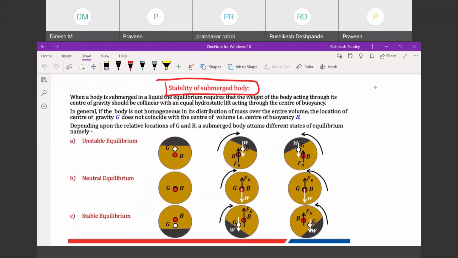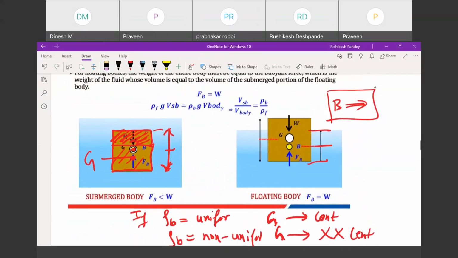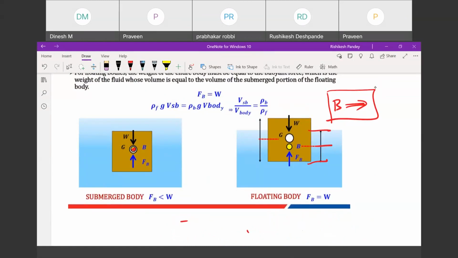Now stability. First we'll see the stability criteria. This is very important. Generally in the GATE exam also, in 1 mark questions, if you notice question papers from 2008 to 2015, this is one of the favorite questions of GATE. Every alternate year they are asking this question for 1 mark. So stability is a very important part. First we'll see the stability of a submerged body, and then we'll see the stability of a floating body. So first is the submerged one.